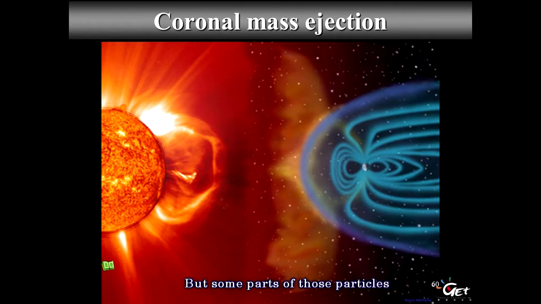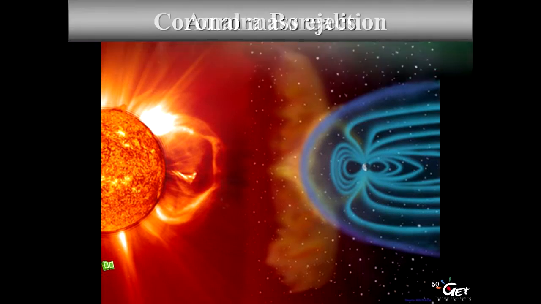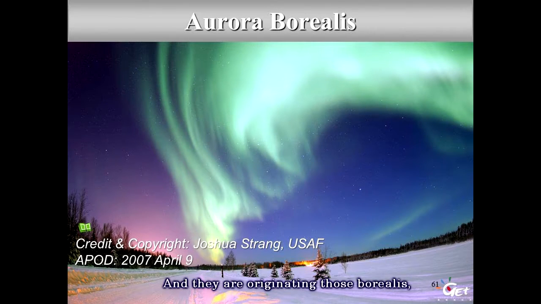But some parts of those particles manage to follow and be trapped in these magnetic fields here and end up in the poles, and they are originating those aurora borealis here. So this one is pretty spectacular. If you want to see that, you have to go north and south, and well, you can see them even lower sometimes. Always have to go northern or southern, but you can observe them. You don't have to go to the south or north pole exactly. You can see them from lower, especially this year. We'll probably see some from Northern America.